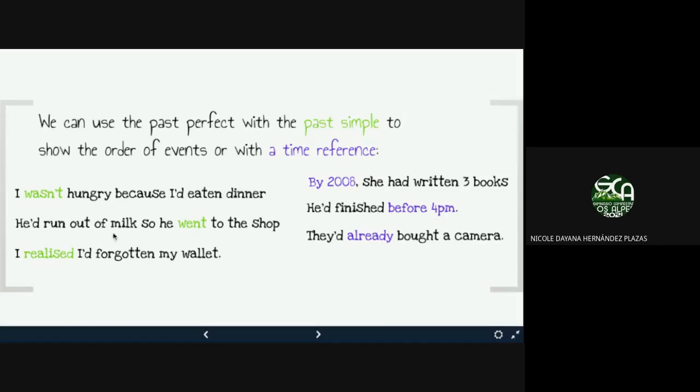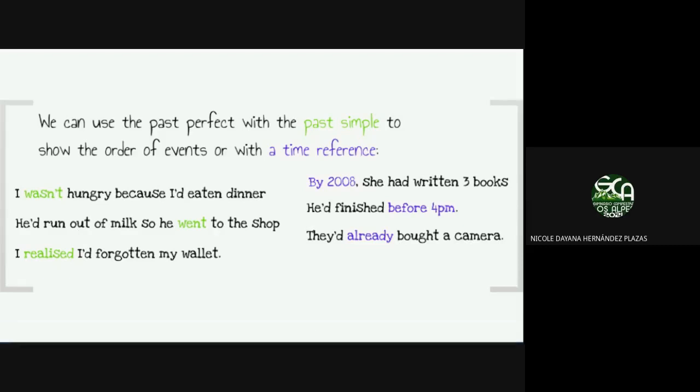So that's it. Let's take a look at the second one. He'd run out of milk, so he went to the shop. What is the meaning of run out of? What is the meaning of this? This is a phrasal verb. Run out of. He'd run out of milk.